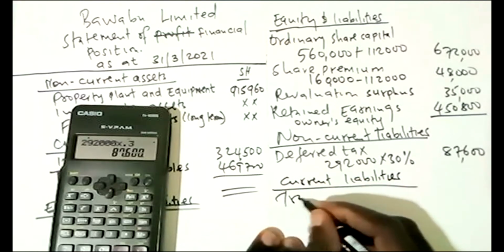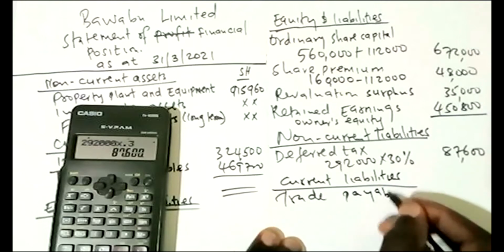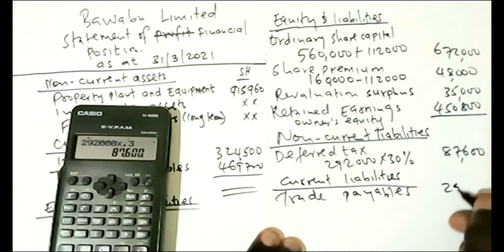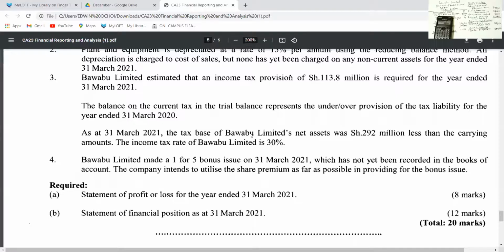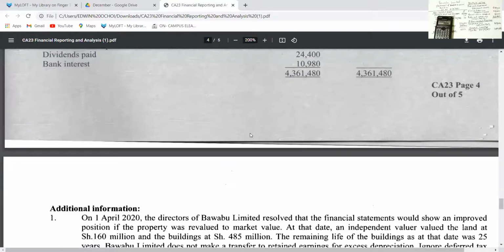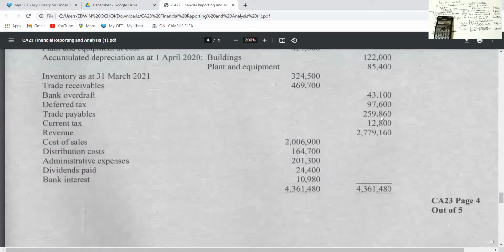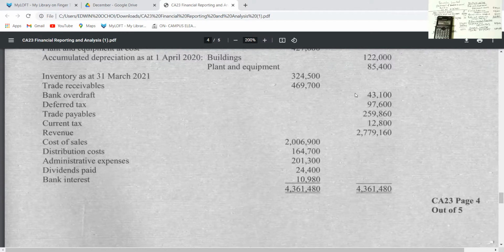For the current liabilities, we talk about trade payables. You can check that one from the trial balance. It is 259,860. Then we have a bank overdraft of 43,100.